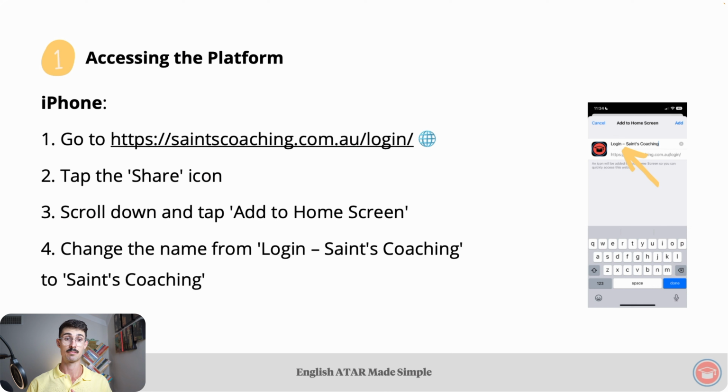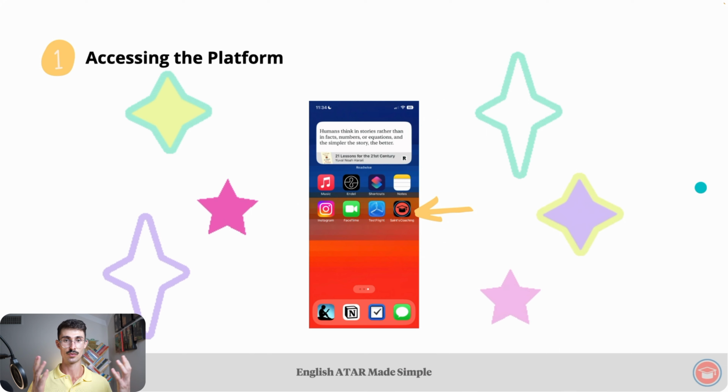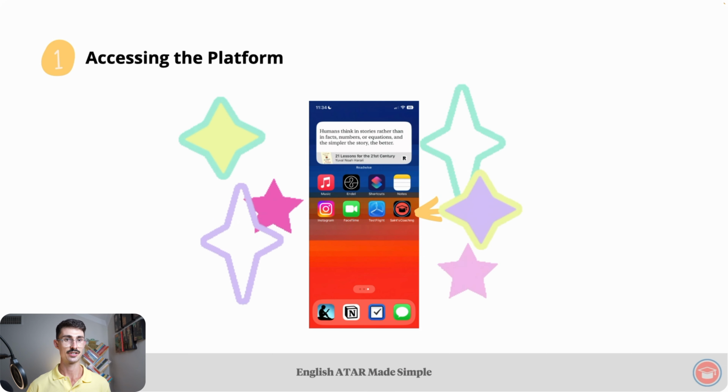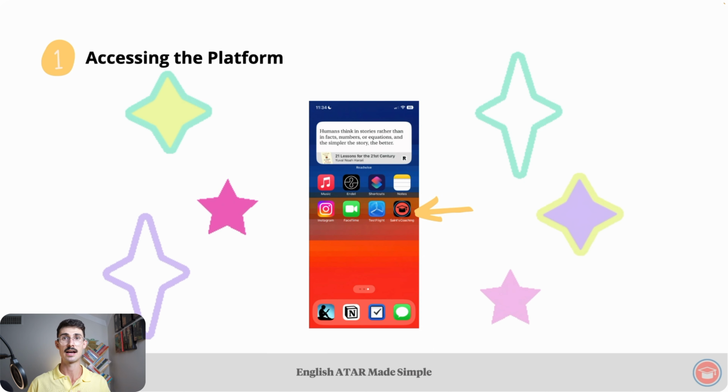Next, change the name from login dash Saints Coaching to just Saints Coaching. Obviously, that's not an essential step, but I would do it. It'll just make your home screen look a bit cleaner. Finally, tap add in the top right hand corner of your iPhone. Once you do that, voila, it's on your home screen and you've just turned the platform into an app. That's how I suggest you access the platform.